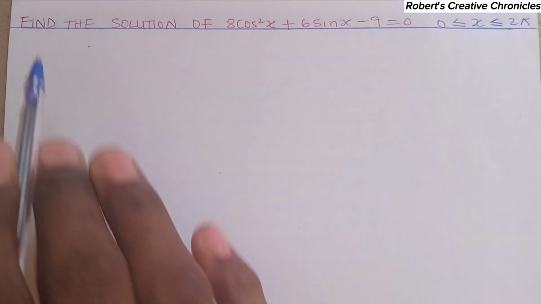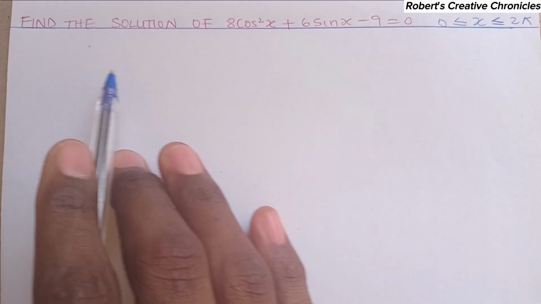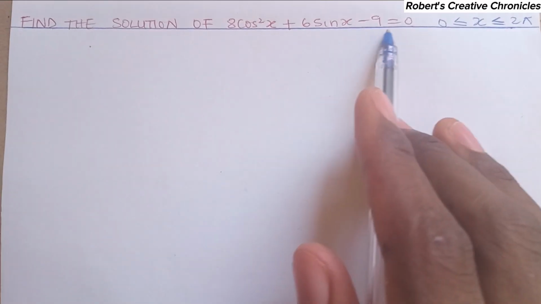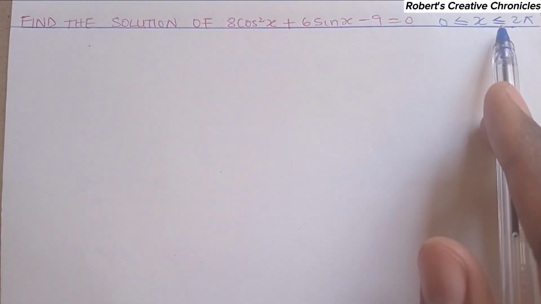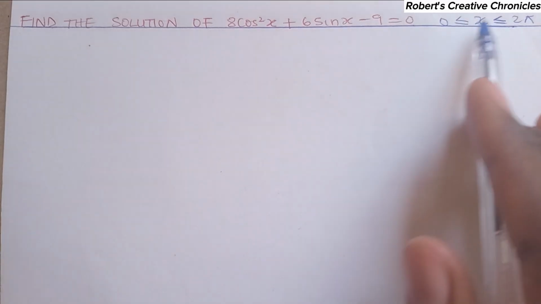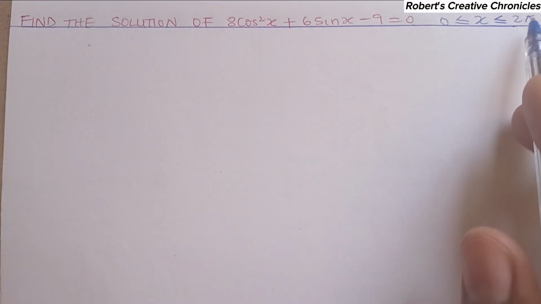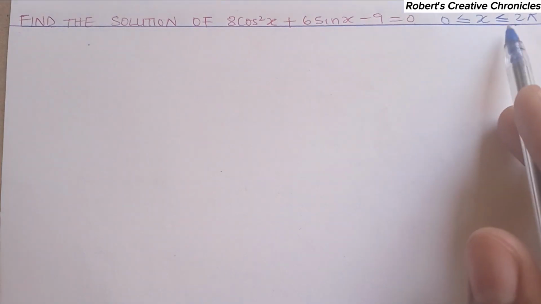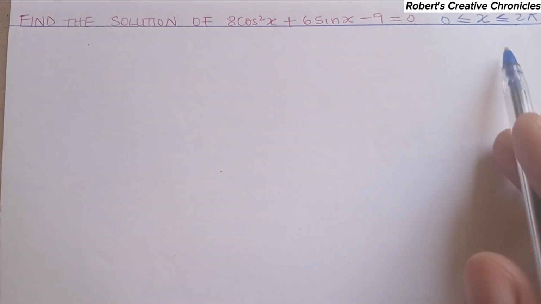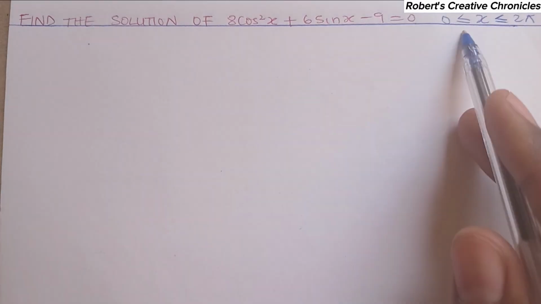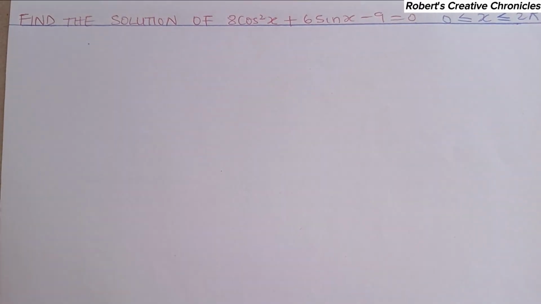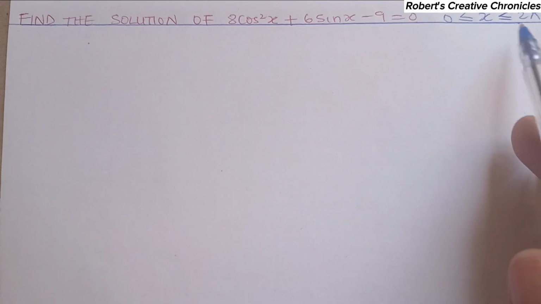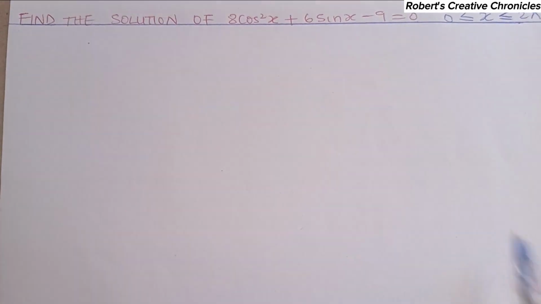So today we'll be solving this question, which states: find the solution of 8 cos square x plus 6 sin x minus 9 is equal to 0, for x greater than or equal to 0, less than or equal to 2 pi. 2 pi is 360 degrees, because pi is 180 degrees. So this is from 0 degrees to 360 degrees.